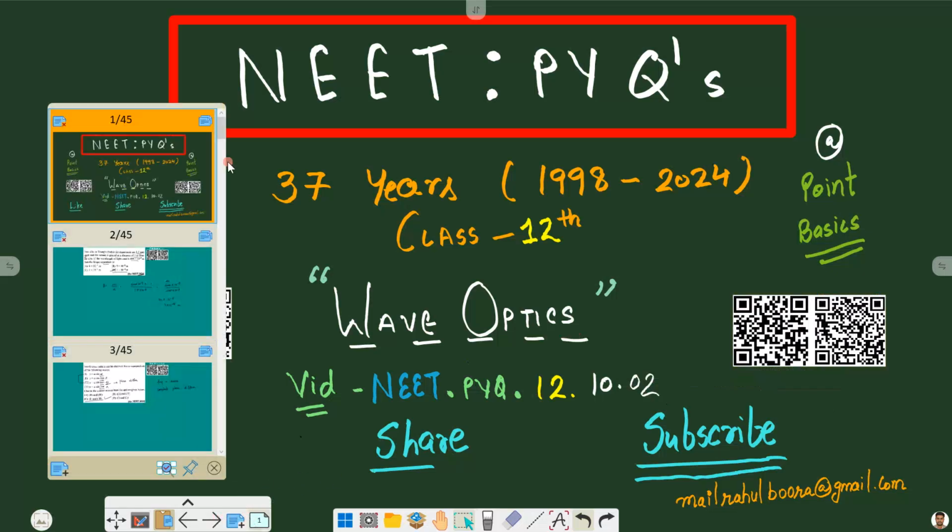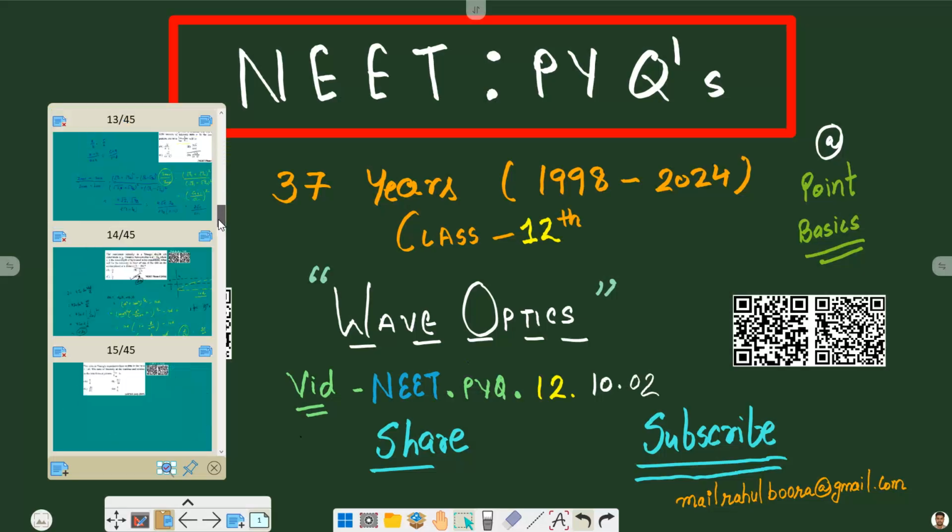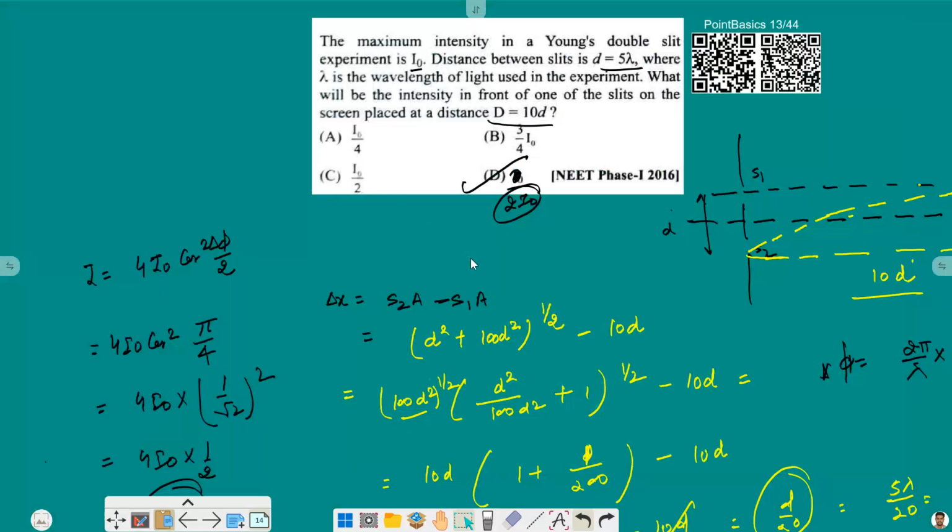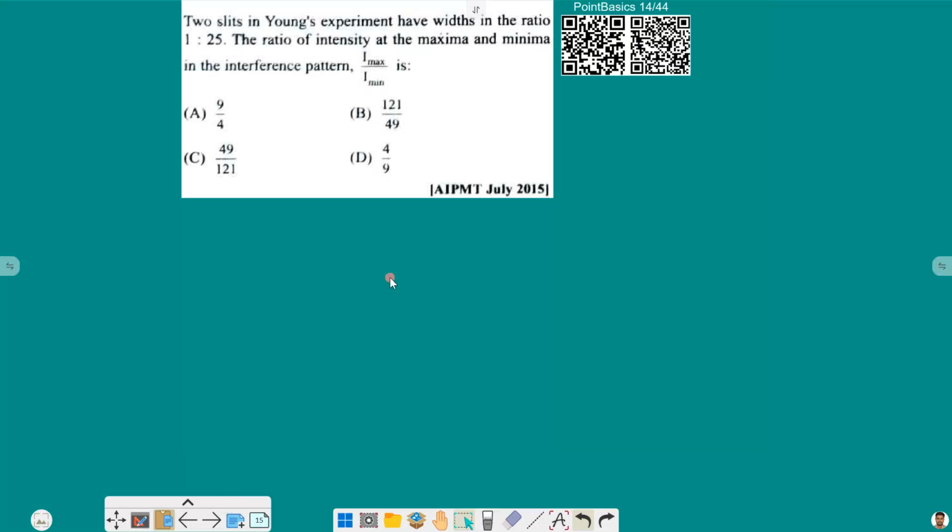In the previous one, we covered up to question number 13, and this was the last question which we covered. Today we will start with the next one. Here we have two slits in Young's double slit experiment having width ratio 1:25, and the ratio of intensity at the maxima and minima in the interference is I max by I min. So we have to calculate I max by I min.